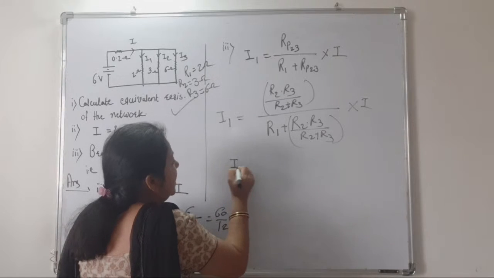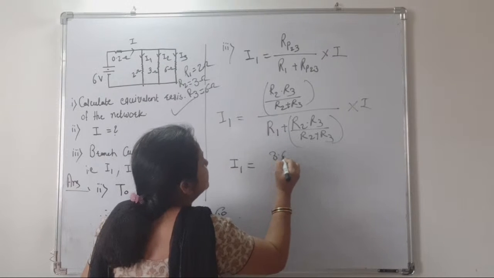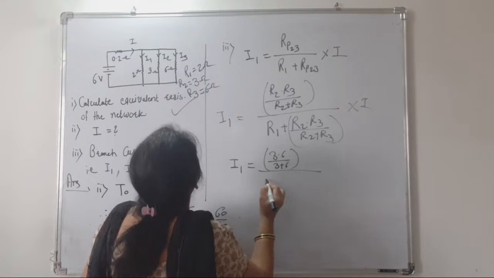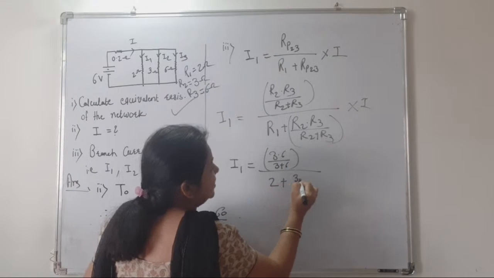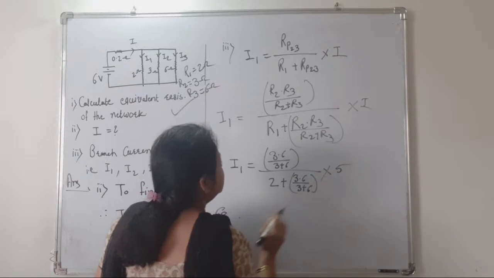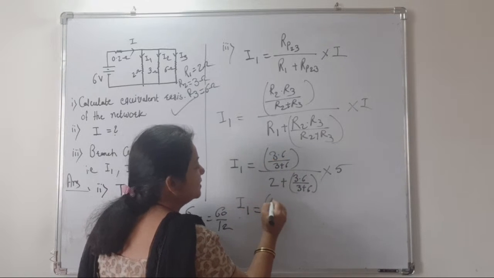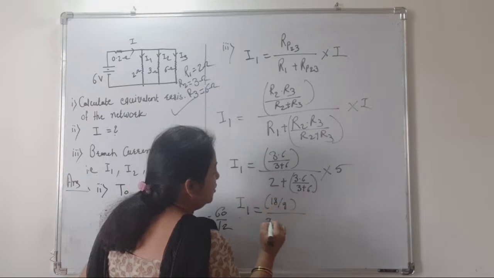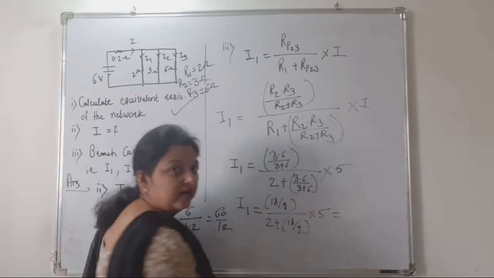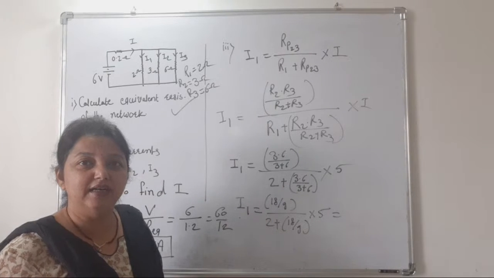So therefore I1 is equal to R2 into R3, means 3 into 6 upon 3 plus 6, upon R1 is what? 2 plus 3 into 6 upon 3 plus 6, multiply by I. I is equal to 5. So I1 is equal to 18 upon 9, upon 2 plus 18 upon 9, multiply by 5. Right? 5 upon 3 means yes, right.